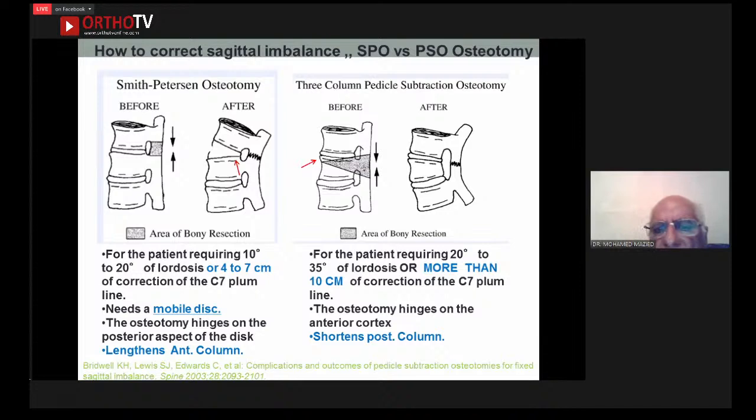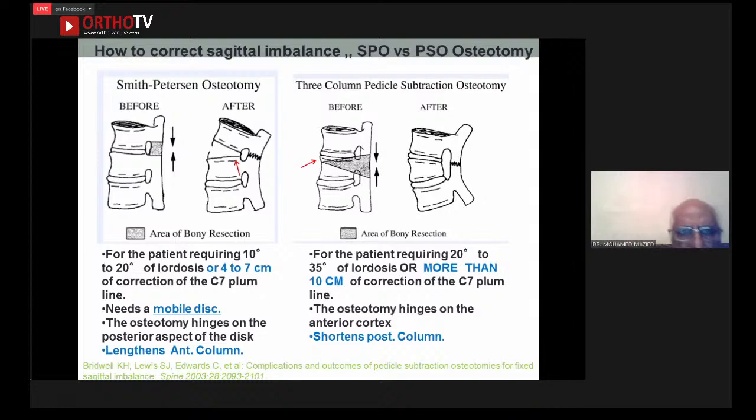We can do osteotomy at two levels if the deformity is very severe and needs to be done at two levels. So in this condition, you can do the column subtraction osteotomy, and this is the difficult situation you are going to be faced with, but this is not the case with degenerative scoliosis in every case.